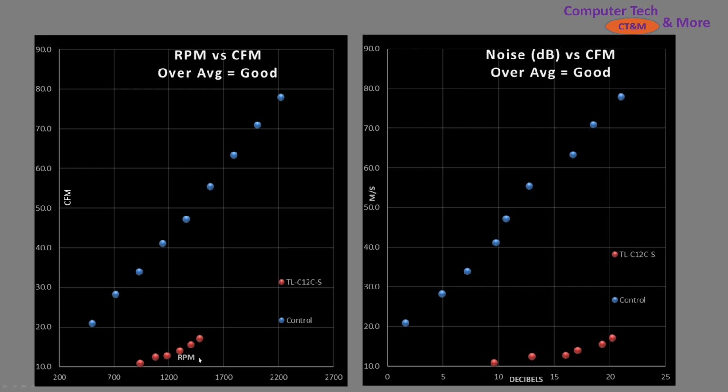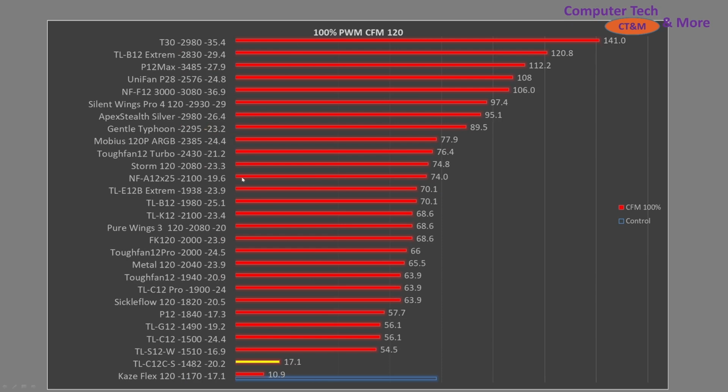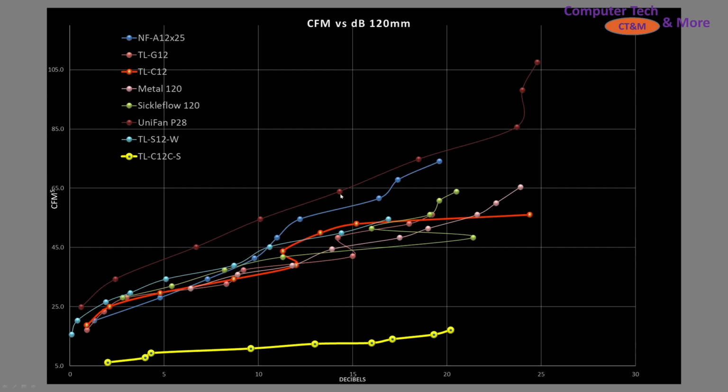Anyways, you got RPM versus CFM. The TL-C12C does really bad in this test. I don't know specifically why, it just does really bad in this test, as well as in noise level versus airspeed. It ranks at the bottom among other fans at 100%. Let's just move on. Noise versus airspeed, or CFM, I should say, at the bottom. The regular C12 did a lot better. I don't know if I got a lemon for this test where the motor in it just couldn't create enough torque, but it didn't do very well.